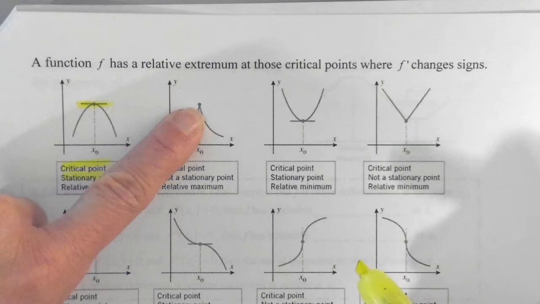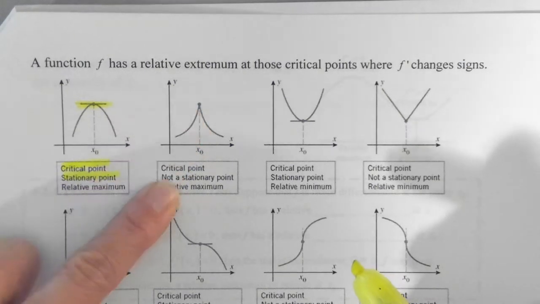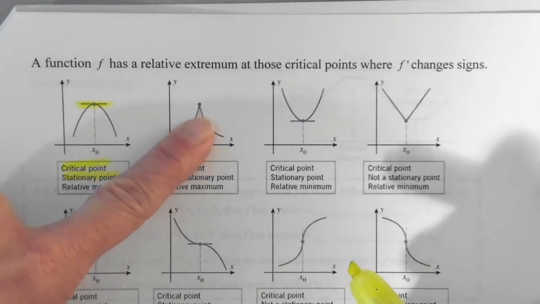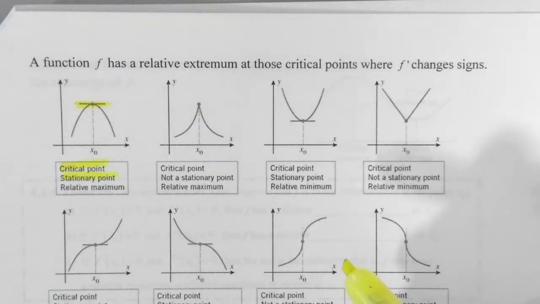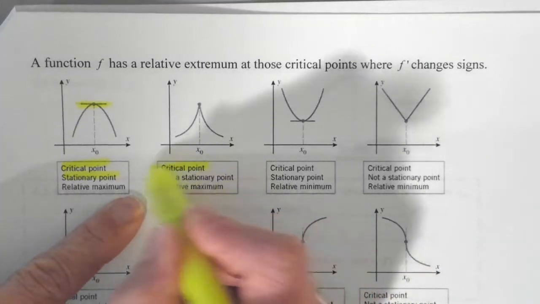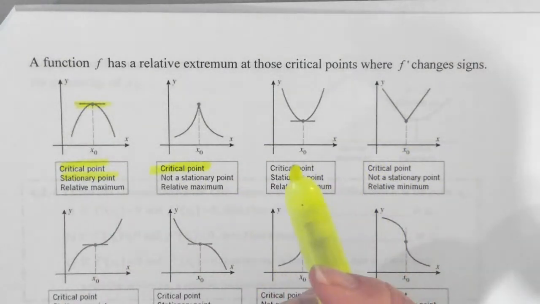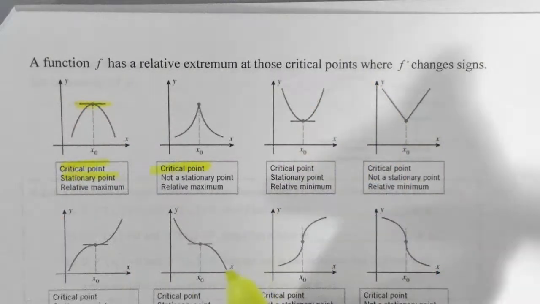Here, critical point and stationary, yes or no? No, only critical. Okay, but this is considered a relative max because it's the highest y value on the graph. True? Now, could there be another high value for y somewhere else? This is just at the picture we're looking at.